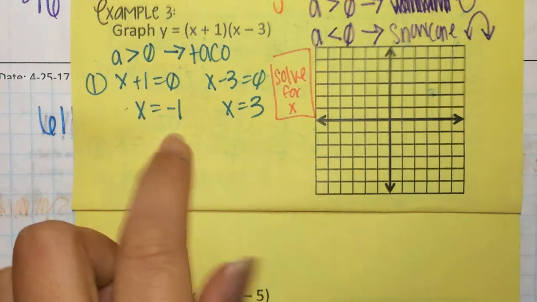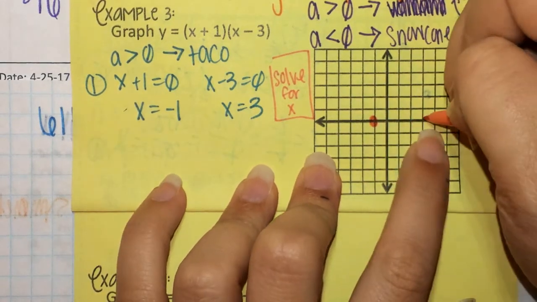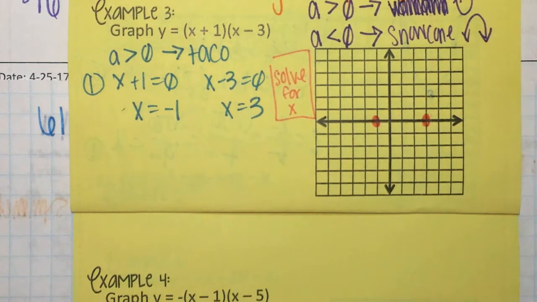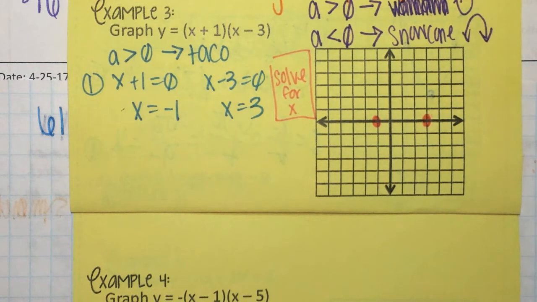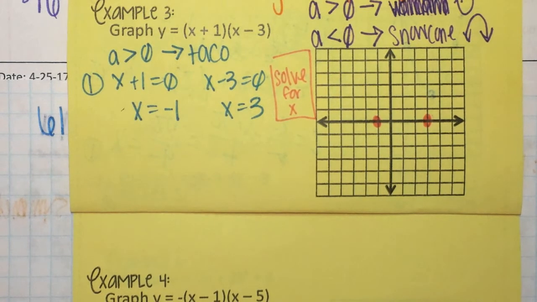So what we're going to do is plot these. So we have -1 and we have 3. Now, your intercepts are your x-intercepts, not your y-intercepts. That's why they're the solutions. So if I ever say solve by graphing, like you saw yesterday on that sheet, solve by graphing means you do this. You factor and get your intercepts.